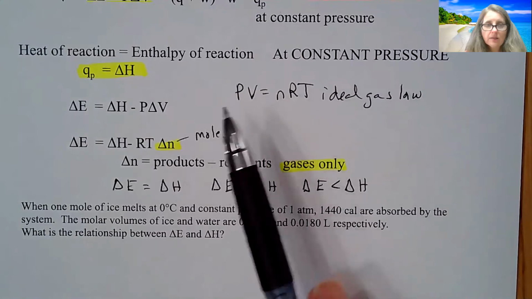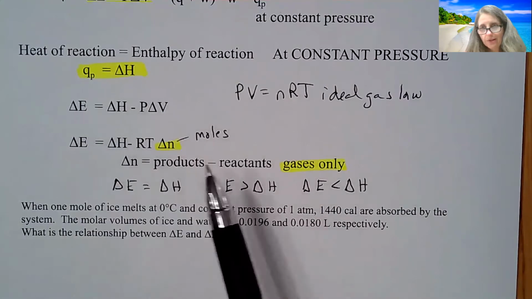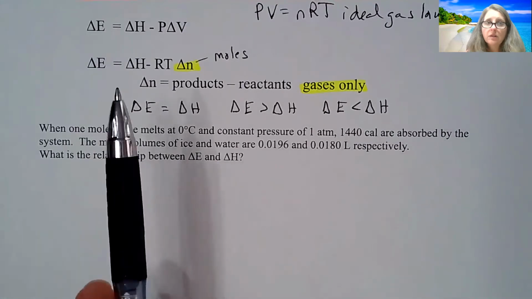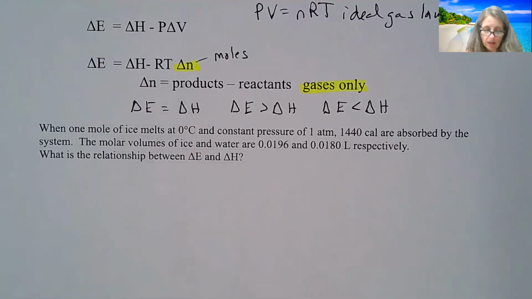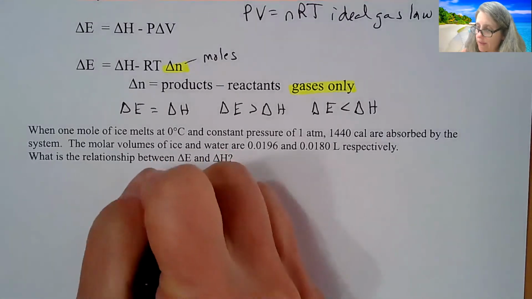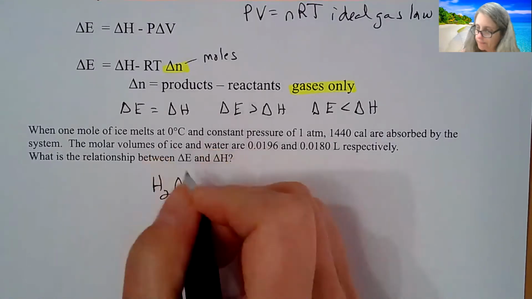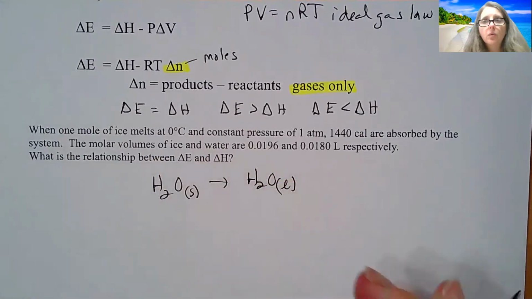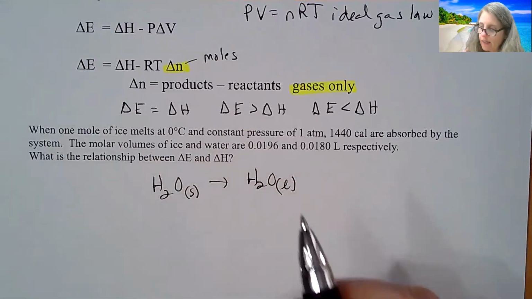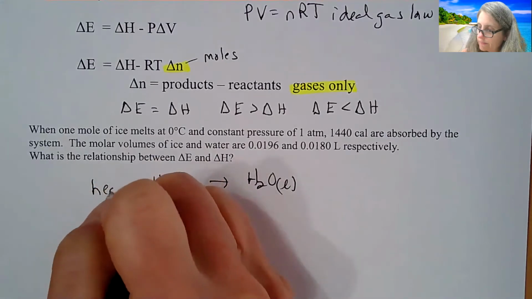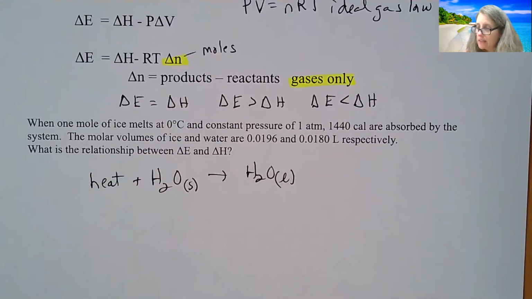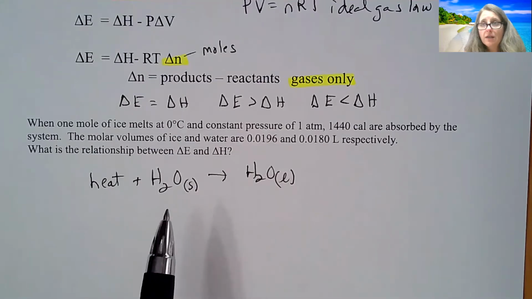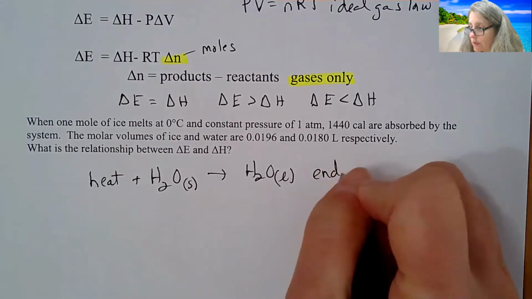Okay, so again, back to this ideal gas law, we used to focus on the calculation. Instead, we're just going to focus on what the relationship is. We are still going to use that equation, but not focus too much on the math. So if I take water in the solid form and convert it to water in the liquid form, I am applying heat. So heat in this instance is on the reactant side. If it's on the reactant side, this is an endothermic process.